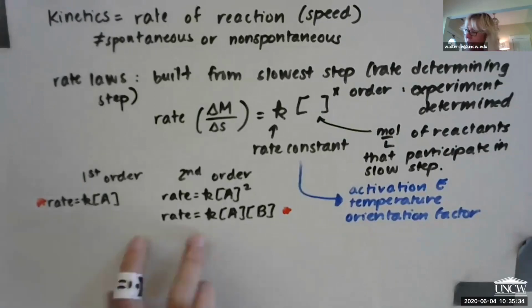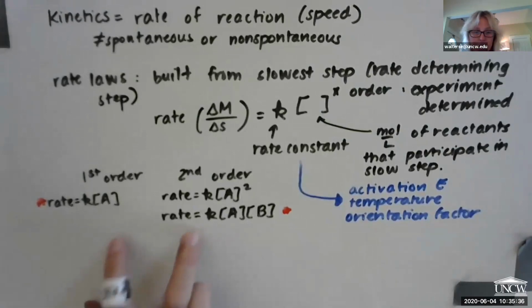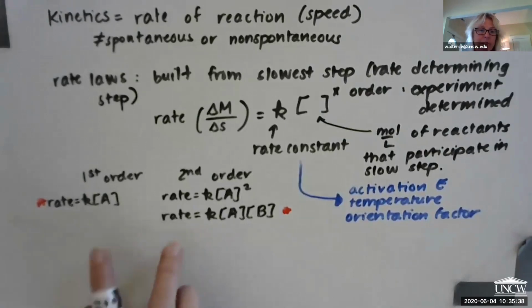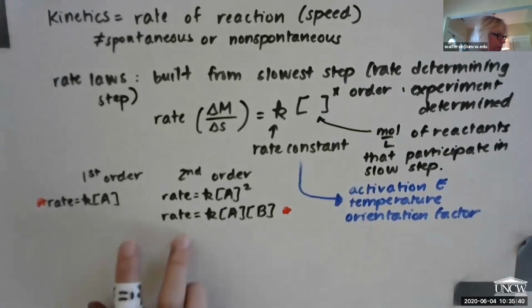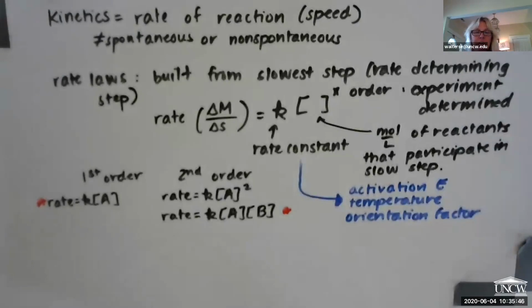Okay. But I'm going to show you how to determine with data whether you would have a first order reaction or a second order reaction. Are there any questions about this general kinetics review? All of my kinetics notes from 102 are posted on Canvas, and they're in chapter 14.